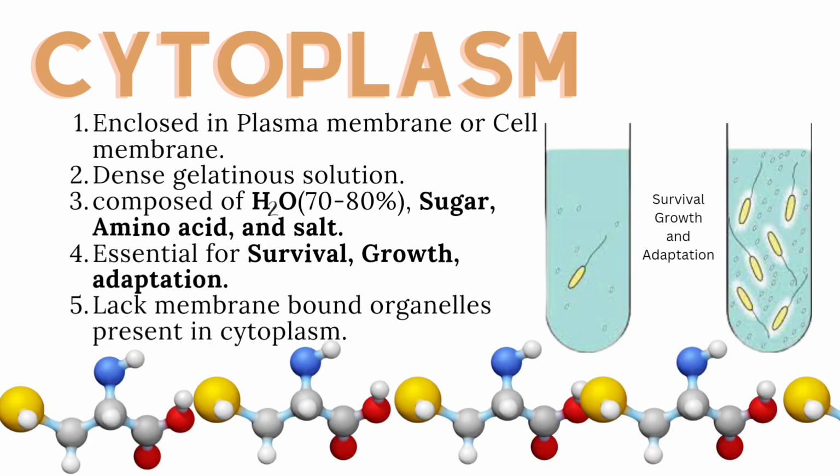Cytoplasm is composed of water, which is 70 to 80%, and also sugar, amino acids and salt. They all are important and serve as a solvent for material used in all cell functions. This composition provides a milieu, or environment, for biochemical reactions, facilitates the organization of cellular structure, and serves as a reservoir for cellular components and molecules necessary for cellular function.